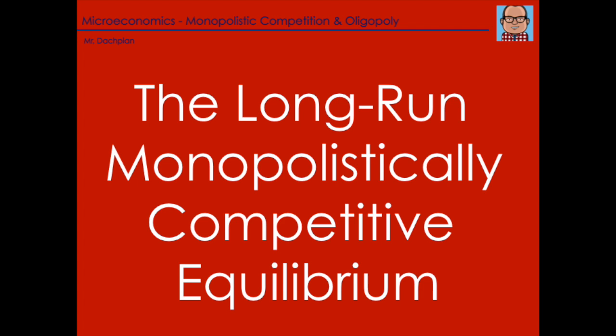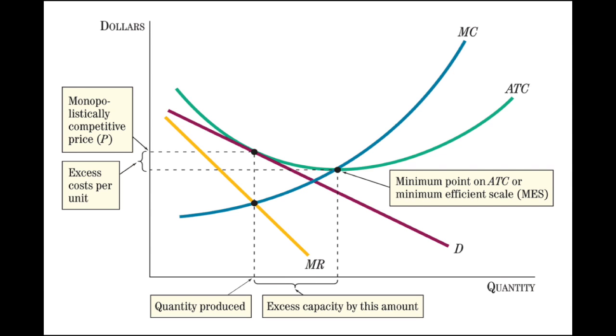Excess costs are costs of production that are higher than the minimum average total cost. Excess capacity is a situation in which a firm produces below the level that gives the minimum average total cost, the minimum efficient scale. This figure illustrates excess cost and excess capacity brought about with monopolistic competition in the long run.